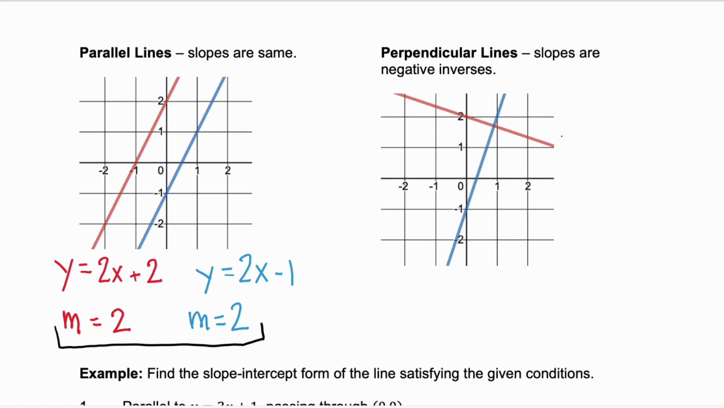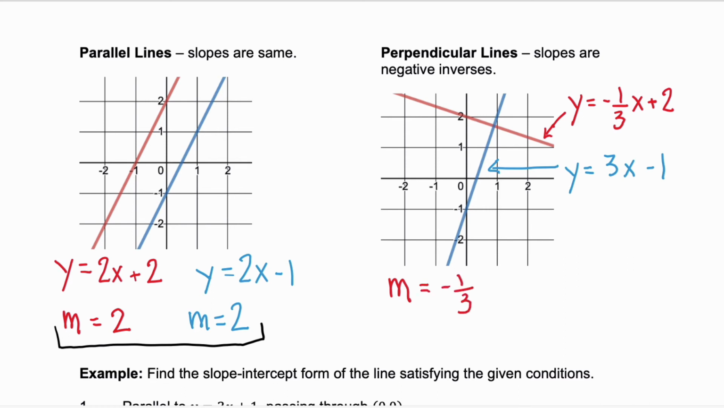If we look at the perpendicular lines, we should see that their slopes are negative inverses. Our first line, this red one, is y equals negative 1/3 x plus 2. And the second line is y equals 3x minus 1. Well, let's just look at the slopes and compare them. The slope of the first line is negative 1/3, and the slope of the second line is 3. Since these are perpendicular lines, the slopes need to be negative inverses.